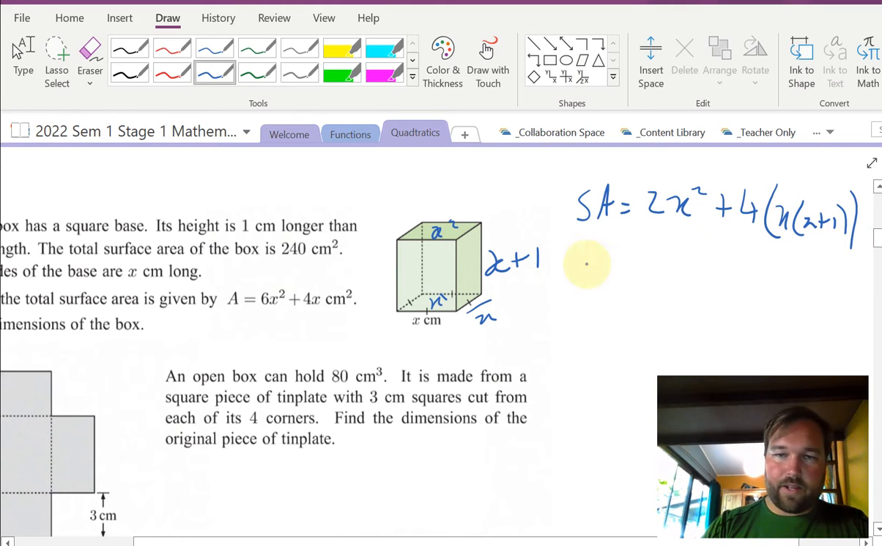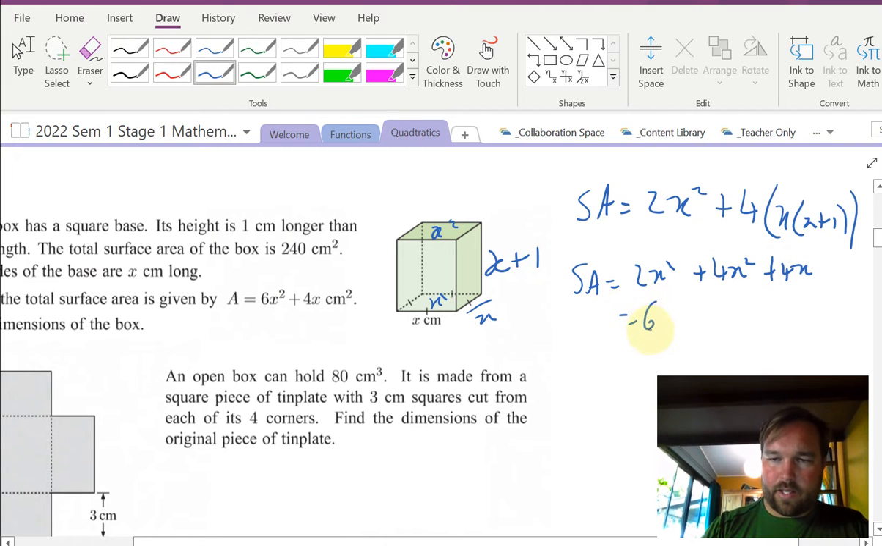All right, so let's see how that goes. Surface area is 2x squared plus 4x squared plus 4x, which is 6x squared plus 4x, which is where they've shown. So we're going to finish there.